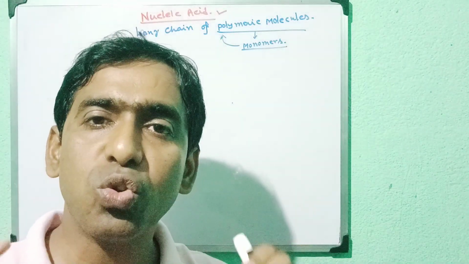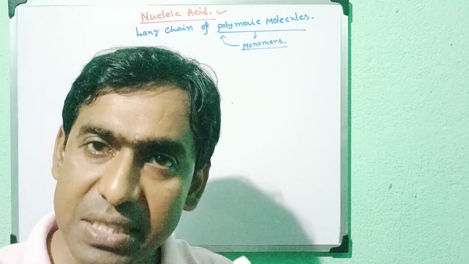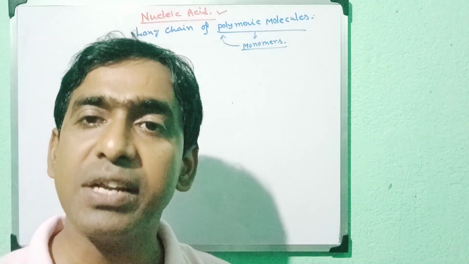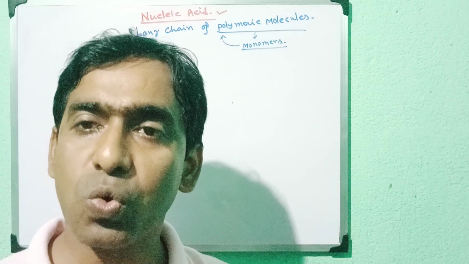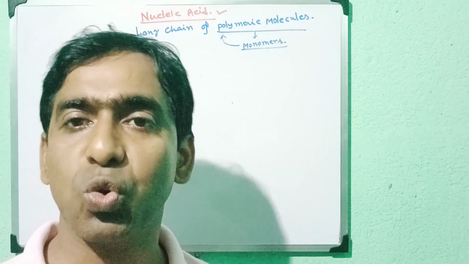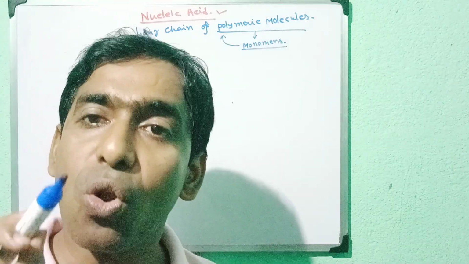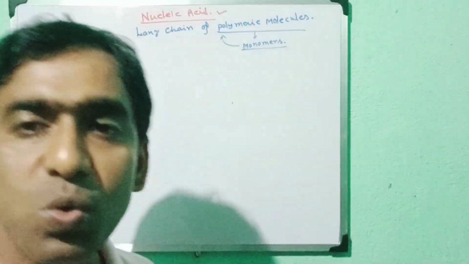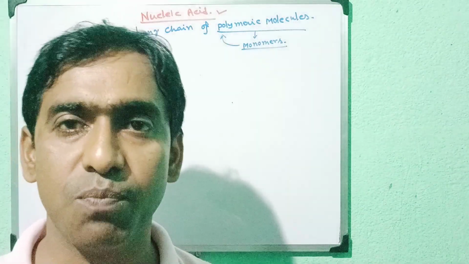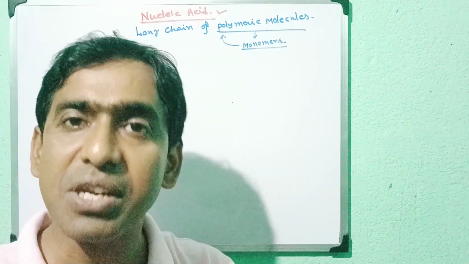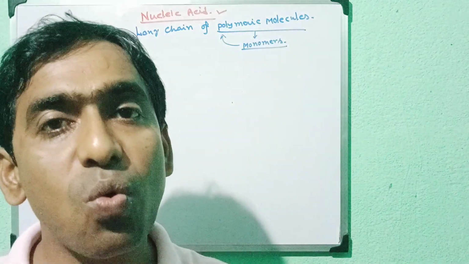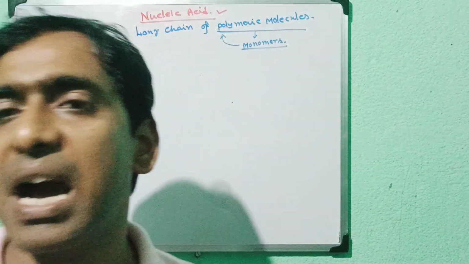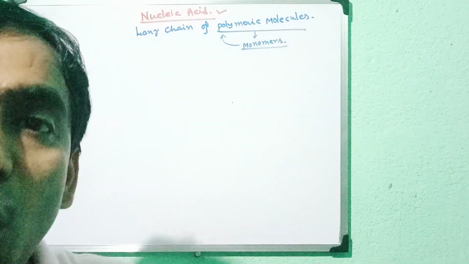These monomers are also known as nucleotides, and hence sometimes nucleic acids are referred to as polynucleotides. So nucleic acids are long chains of polymeric molecules, which contain monomers, the repetitive units, known as nucleotides.